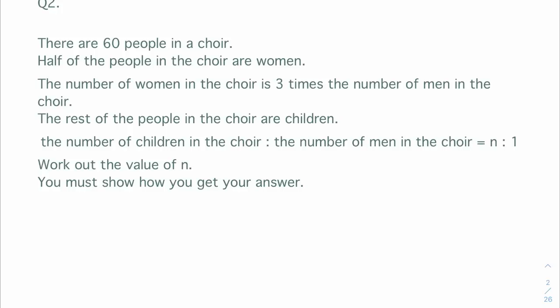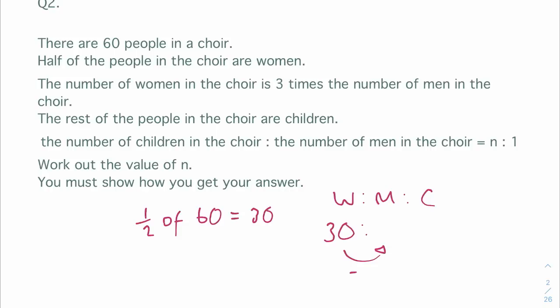So if there are 60 people in a choir and it says half of those people are women, so 1/2 of 60 is going to be equal to 30. So we know already that if we were to write this, let's say as a ratio, women to men to children, there would be 30 women. It says the number of women in the choir is 3 times the number of men in the choir, so we would divide this by 3, and that would be 10 men. And we know there are 60 people in total, so that adds up to 40 at the moment, so there must be an additional 20 children.